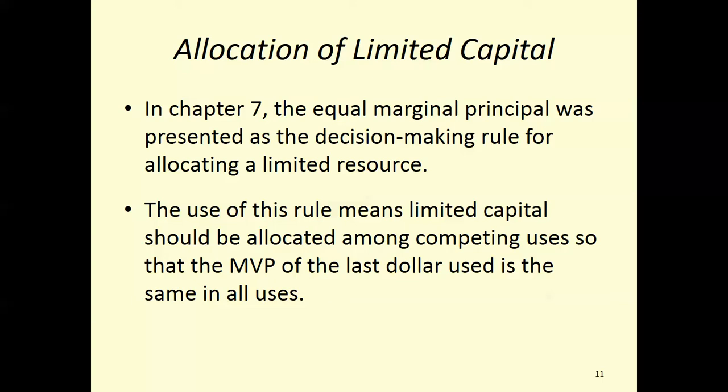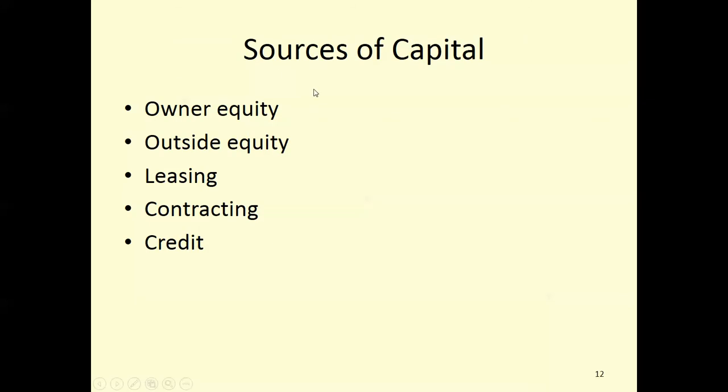In chapter 7, we also talked about the equal marginal principle as a decision-making rule for allocating limited resources. The use of this rule means limited capital should be allocated among competing uses so that the marginal value product of the last dollar used is the same in all uses. In other words, we keep investing until the return from that investment pays for its cost. That's the bottom line.